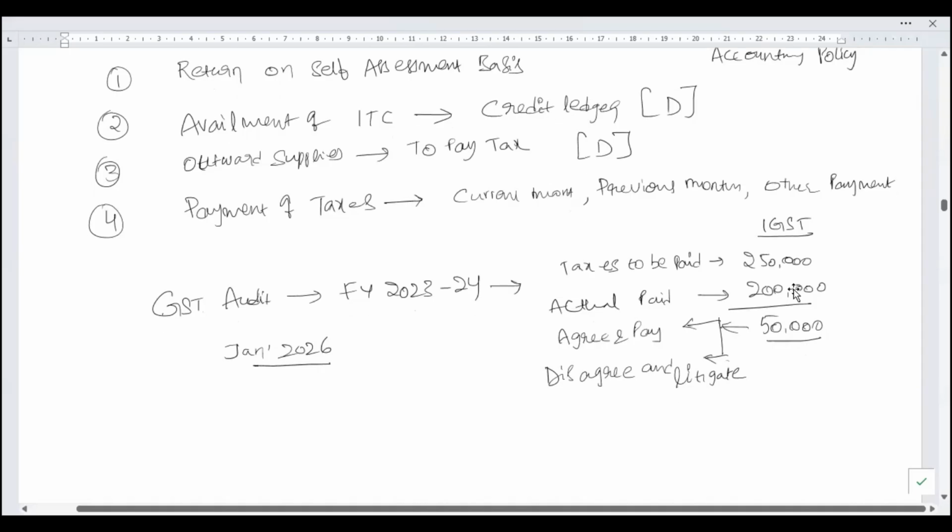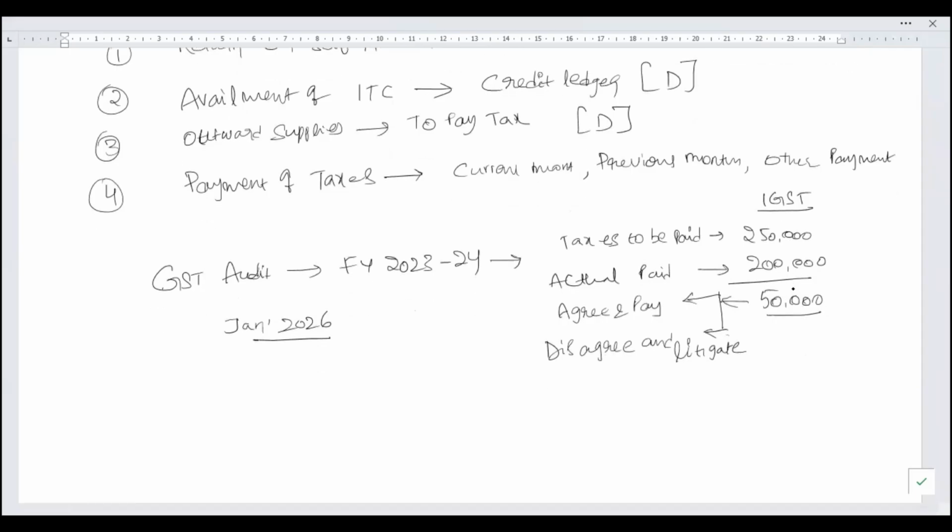So here, when you look at this particular payment, we are in Jan 2026. Scenario 1, I agree. Scenario 2, I disagree. When I disagree, there's no worry. I go ahead and give my explanation. They may agree with my explanation, or they may disagree. This is where the litigation starts. They propose to pay, I disagree to pay.